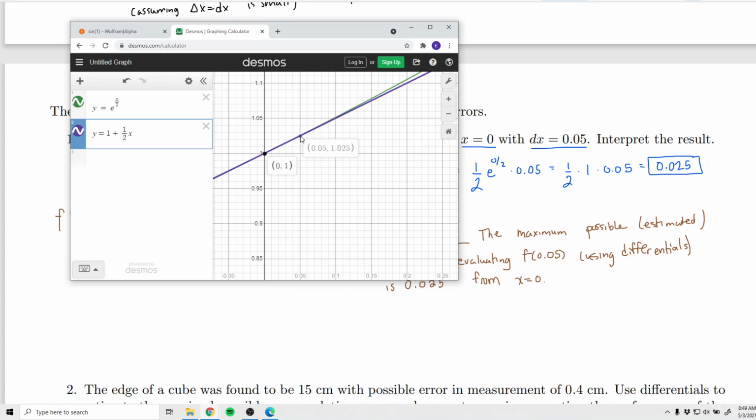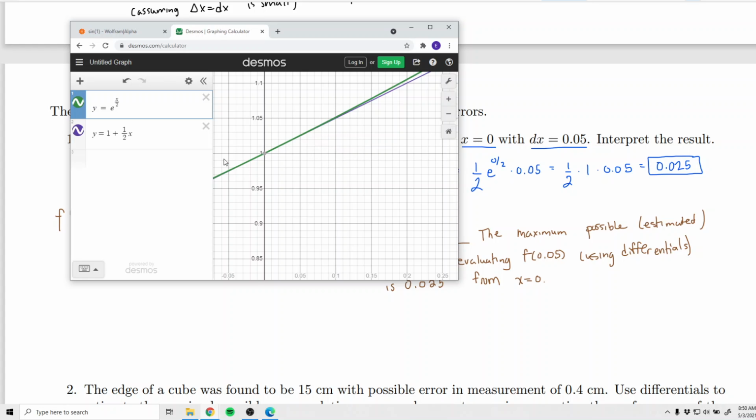So what it's saying is we expect the maximum error to be this from our linearization. Now, once again, this is just a reasonable guess because it is an estimate, so it's not absolutely 100% correct. Notice that when I go back here and look at 0.05, it is slightly more than 1.025. The error then is slightly more than 0.025, but it's only off by the 4th decimal spot. So it's 1.0253.